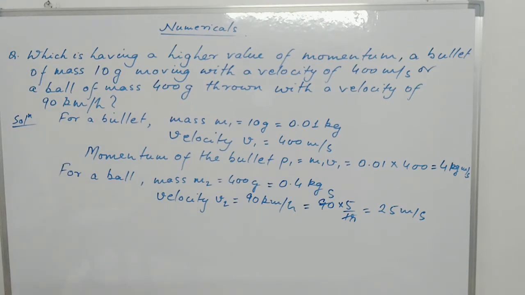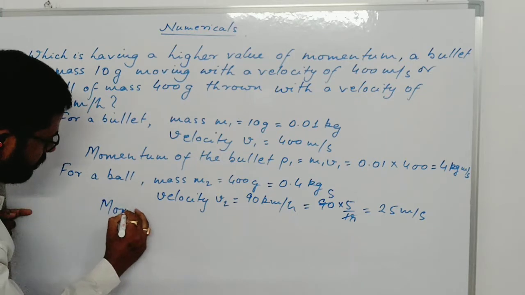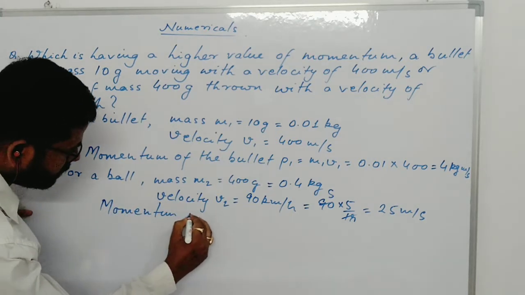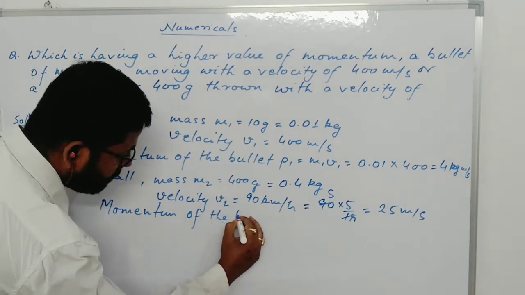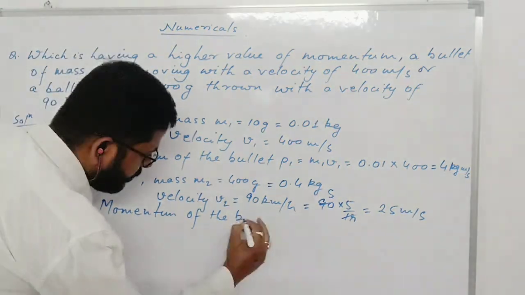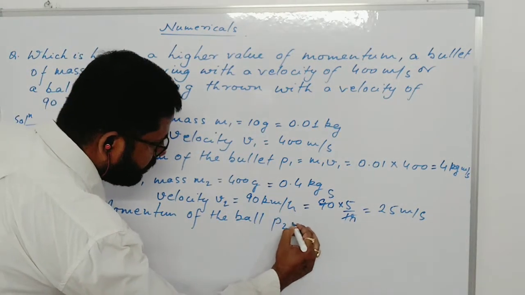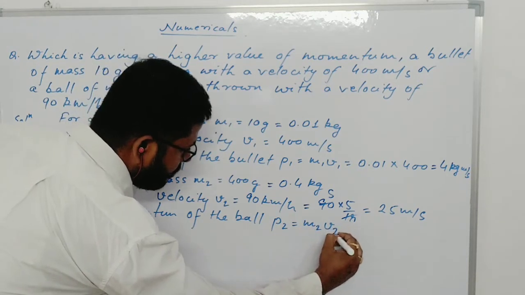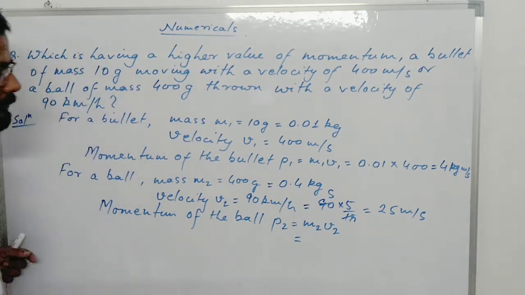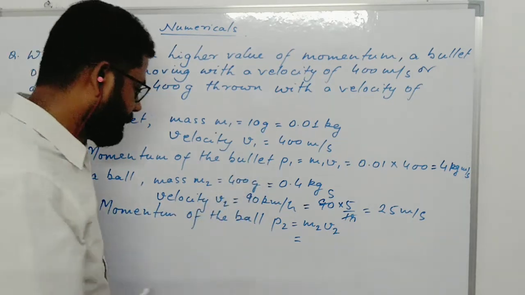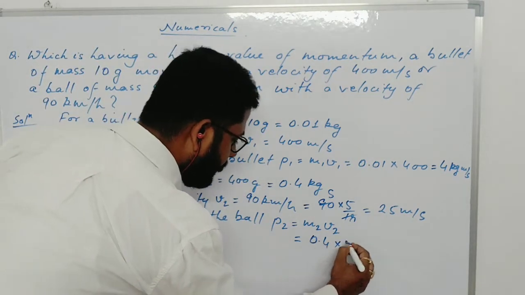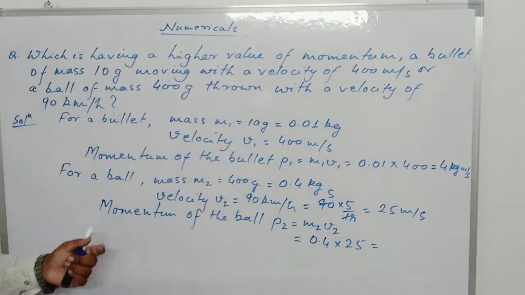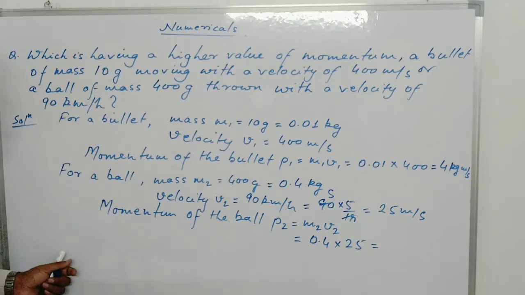Now the momentum of the ball, that is p2, is equal to m2 v2, which is equal to the mass of the ball 0.4 into 25, and this will become 10 kg meter per second.